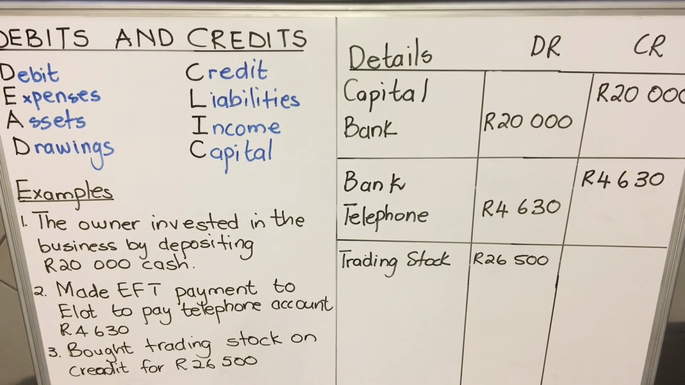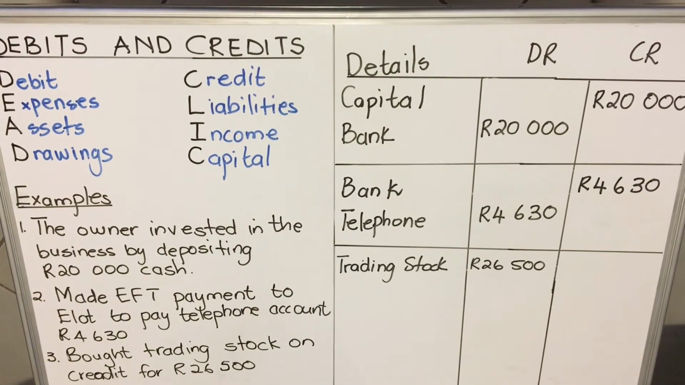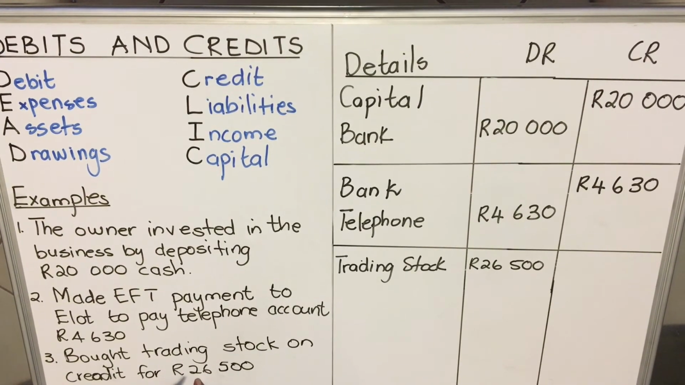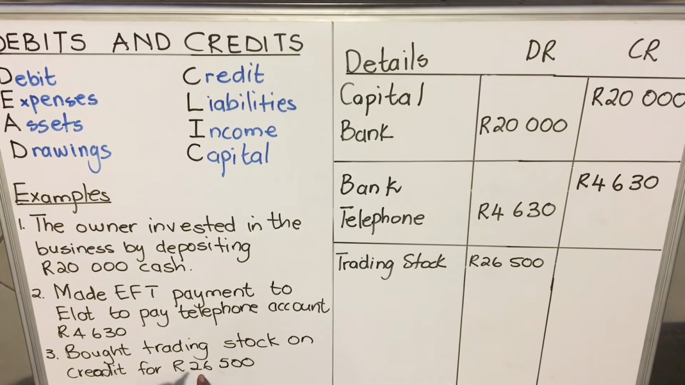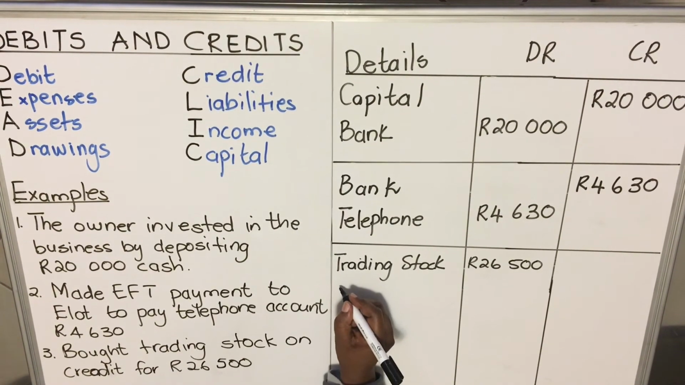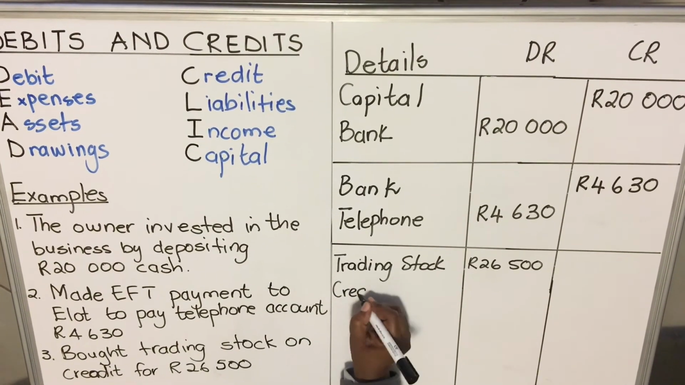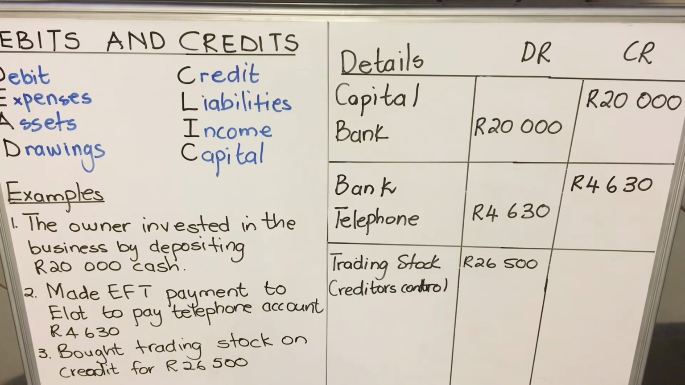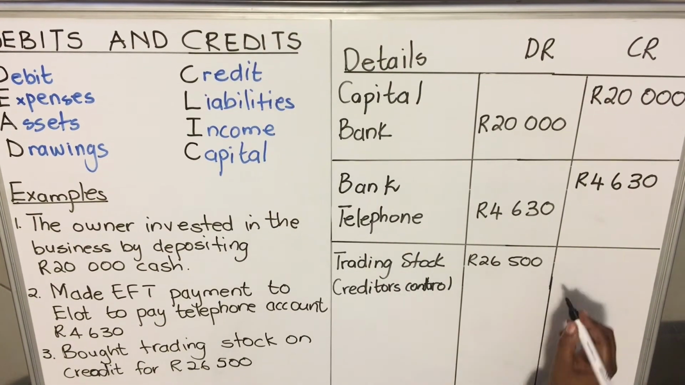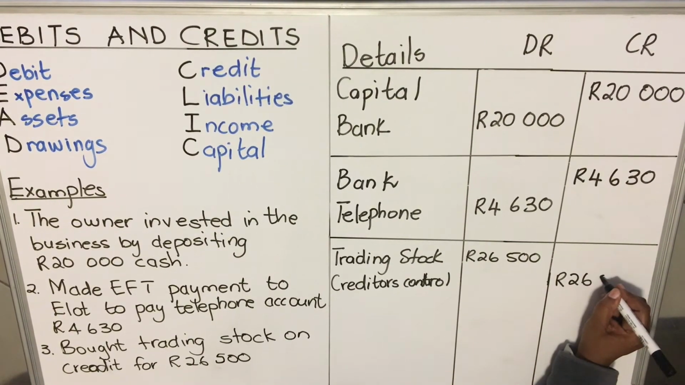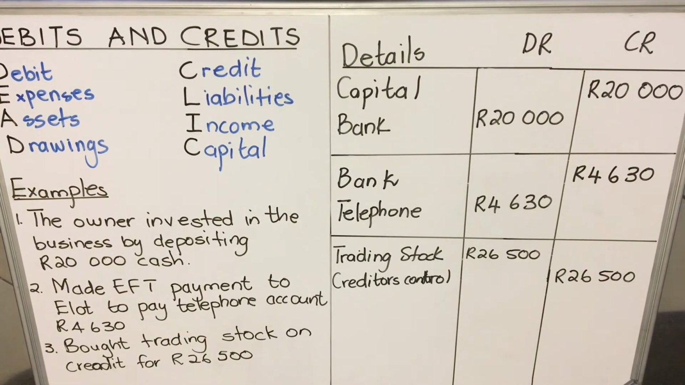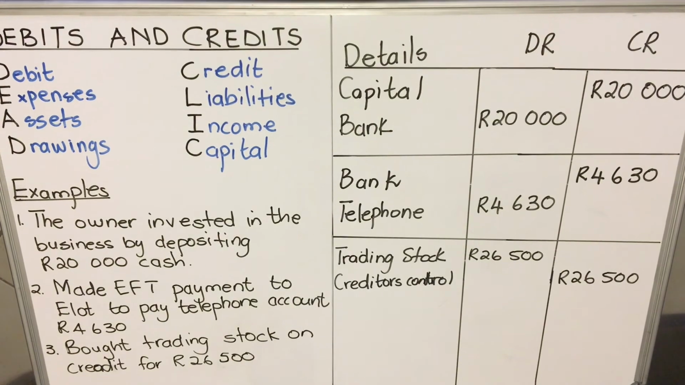And then they are bought on credit, so it means our liabilities are affected. Our liabilities are also going to go up because we are buying on credit, 26,500. In our detail, it's creditors control. Our liability is increasing, so it has to be credited with 26,500. When you look at our accounts, they affect at least two accounts.